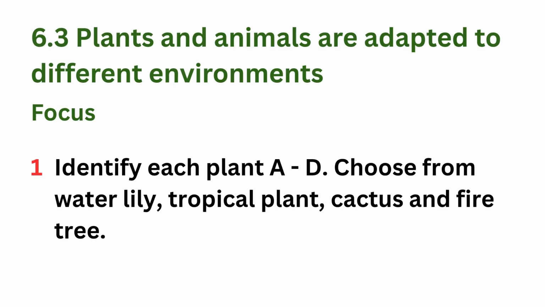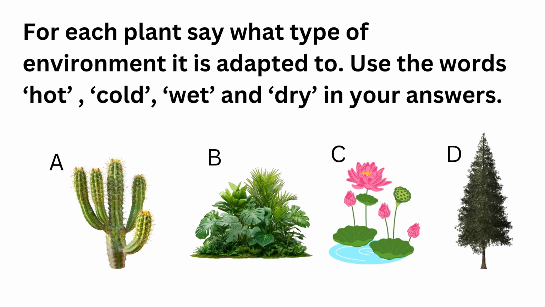6.3. Plants and animals are adapted to different environments. Focus. Question number 1. Identify each plant A to D. Choose from water lily, tropical plant, cactus, and fire tree. For each plant, say what type of environment it is adapted to. Use the words hot, cold, wet, dry in your answers.